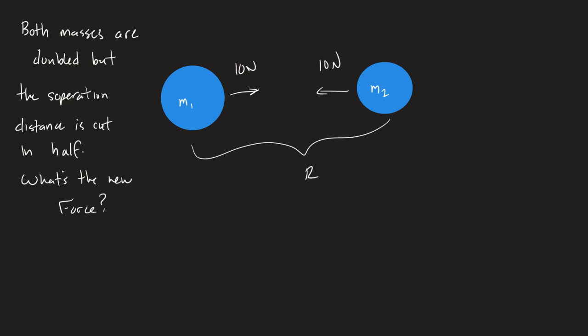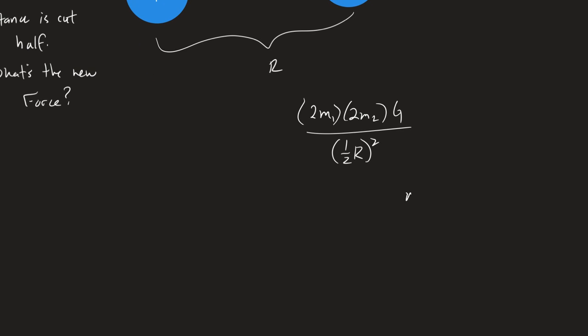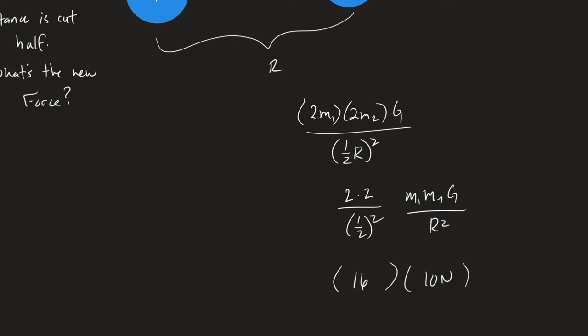All right, now, I don't know what you guys got, but the right answer is 160 newtons. 2m1, 2m2, G over 1/2 r squared. When I move the letters to the right, m1, m2, G over r squared, to the left I get 2 times 2 over 1/2 squared. This is all 10 newtons. This is 16. So 160 newtons.